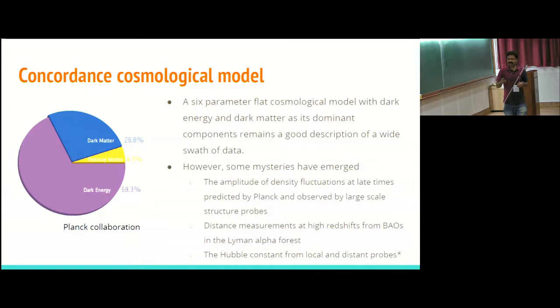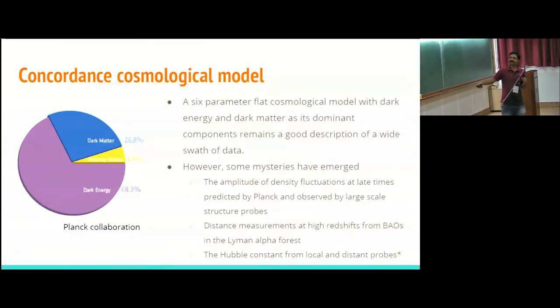And you can ask, is the amplitude of density fluctuations that you see at late times, as predicted by Planck, in agreement with the observations that you see by using large-scale structure probes? And it seems there is a slight tension or discrepancy there. There's maybe a 2 sigma kind of hint, but most of the surveys doing things like weak lensing or redshift space distortions, all of them seem to point towards a slightly lower amplitude of density fluctuations than predicted by Planck. Okay? So that's the first mystery.